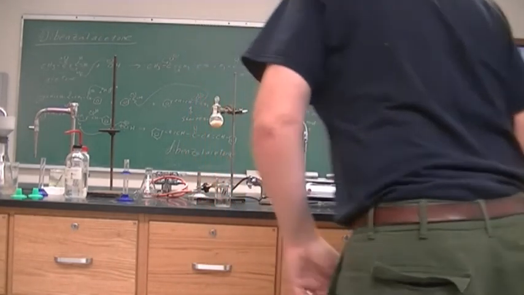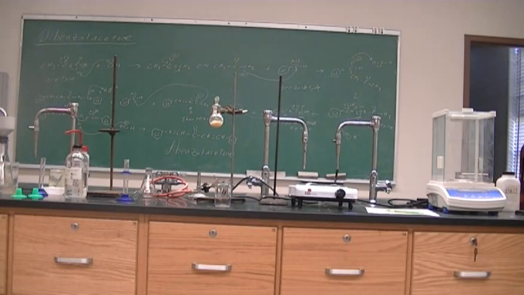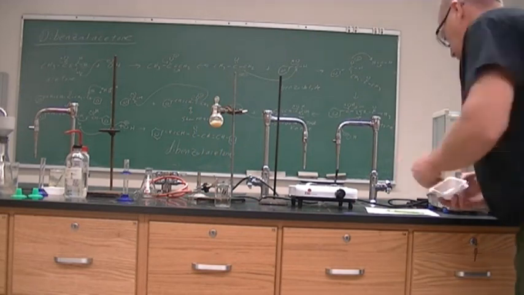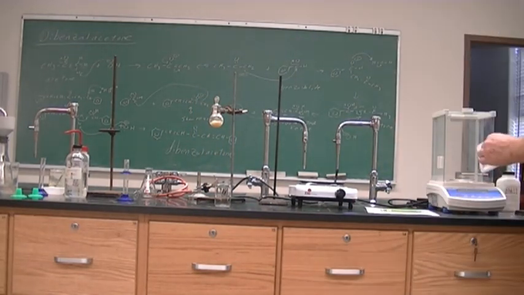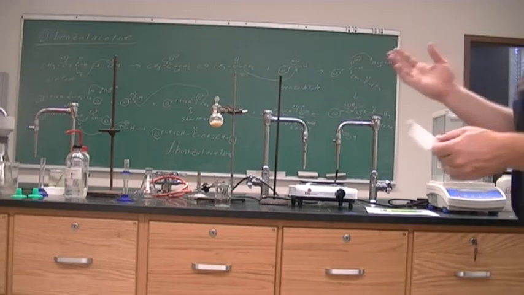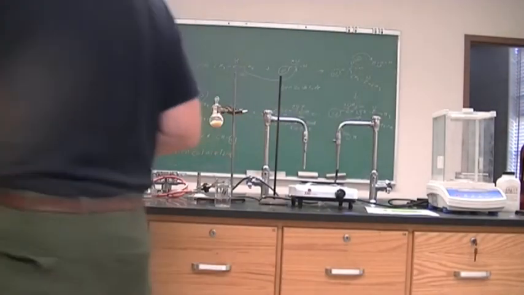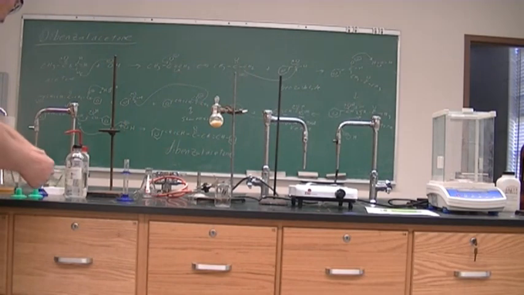Alright, so now we just have to get the mass of our product here. And the melting point for both trans is 110, and so we have definitely made the both trans isomer.